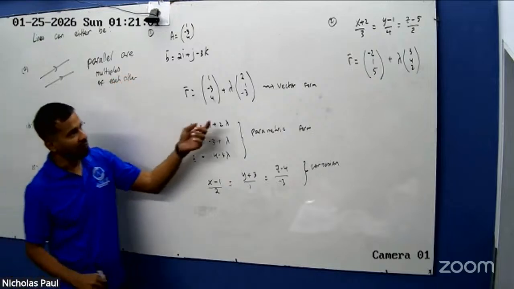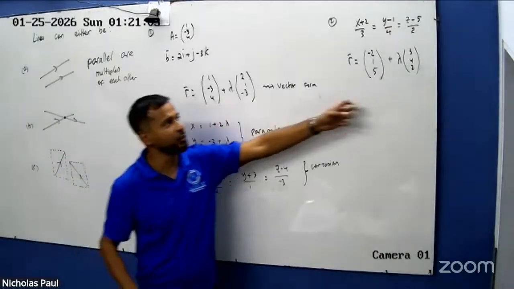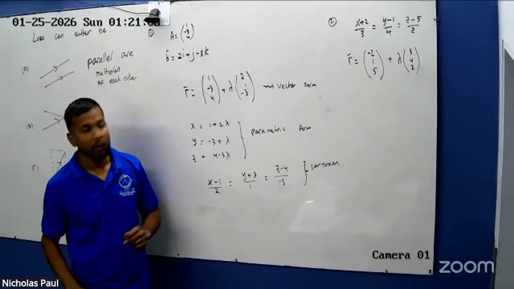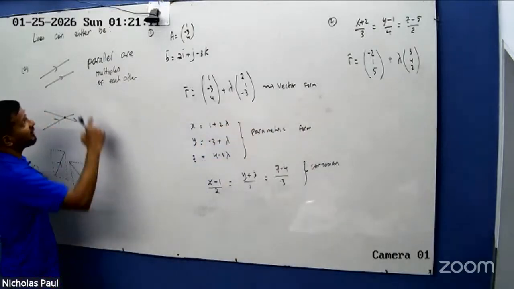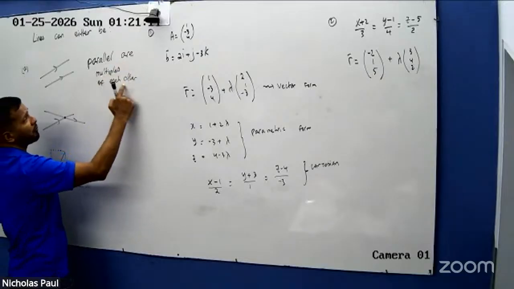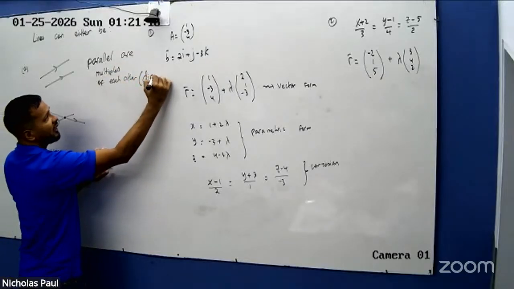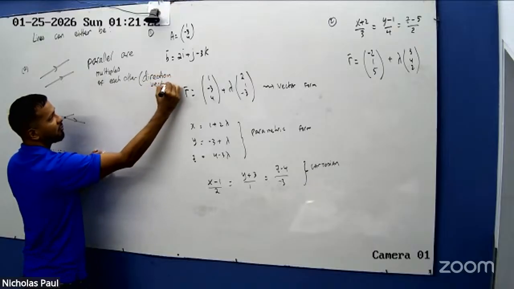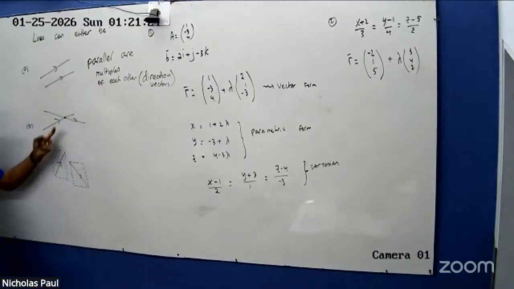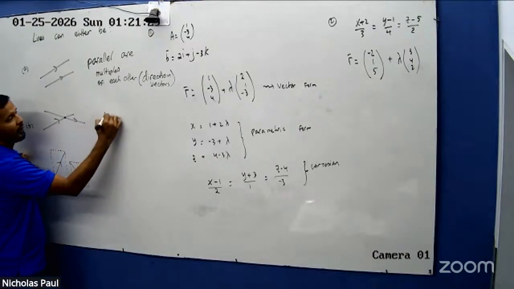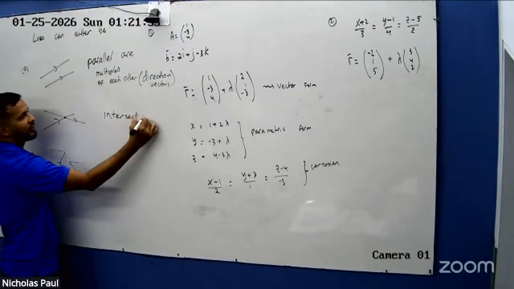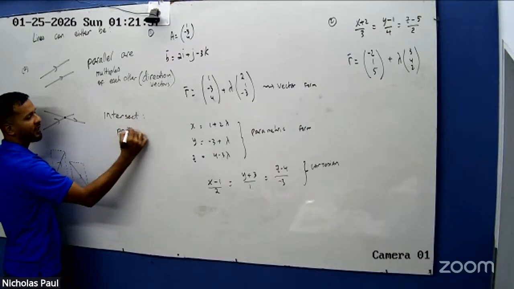If I ask you, are these two lines parallel, what are you looking at? Very good. Look at the direction vectors. Parallel lines are multiples of each other. So if lines are not parallel, then the lines intersect, right? What that means is that they have points in common.